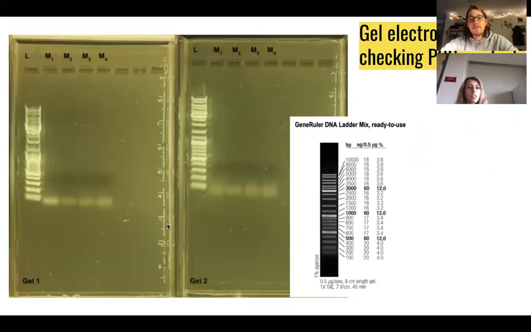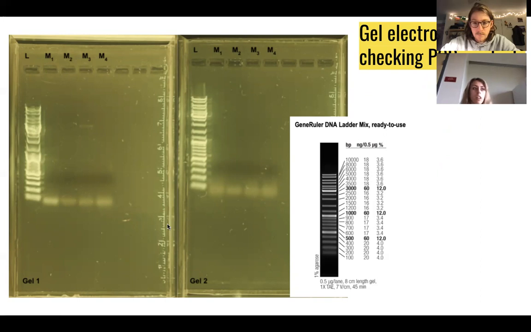Once we quantified our DNA, we designed primers to amplify the region with our mutation, and we ran a PCR experiment. After PCR, we analyzed our DNA using gel electrophoresis to confirm if the desired region was in fact amplified. We expected to see bands around the 804 base pair mark, which is the length of our amplicon.